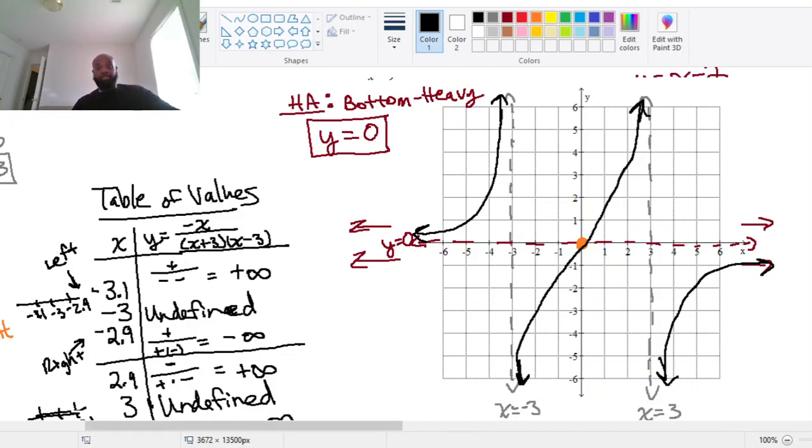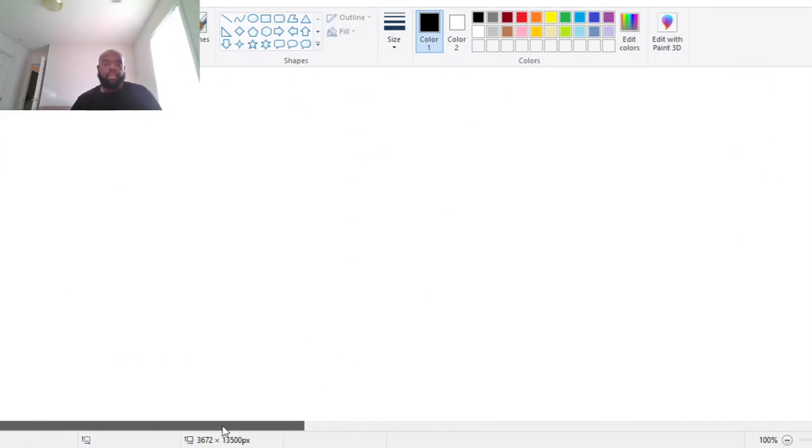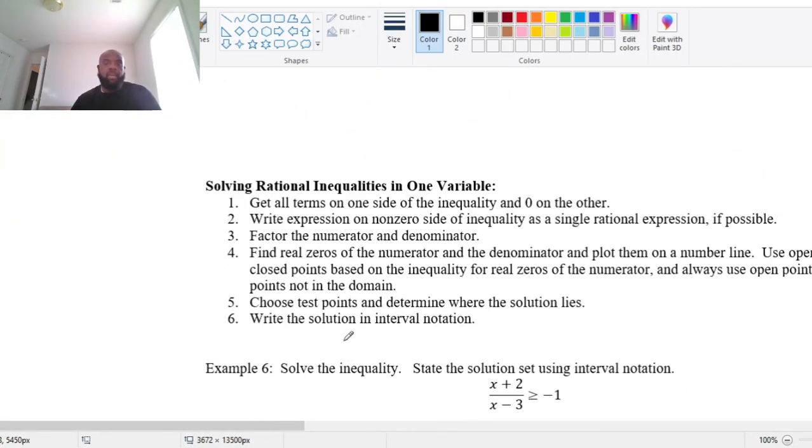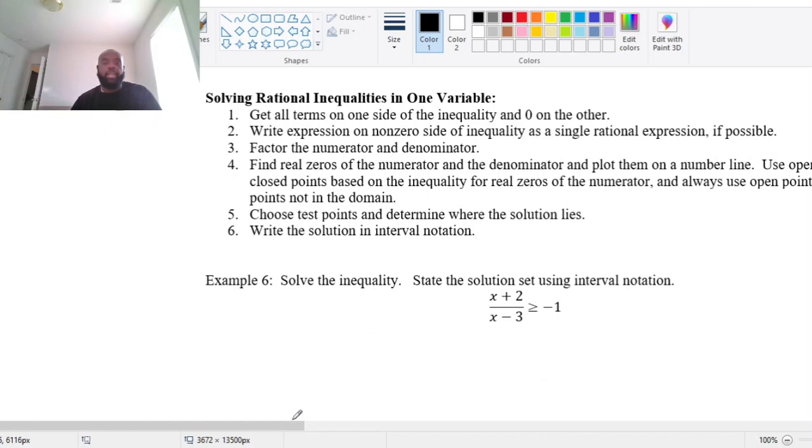Okay. And last but not least, we want to be able to solve rational inequalities in one variable, right? And so not only do we want to graph rational functions, but we also want to be able to graph rational inequalities.